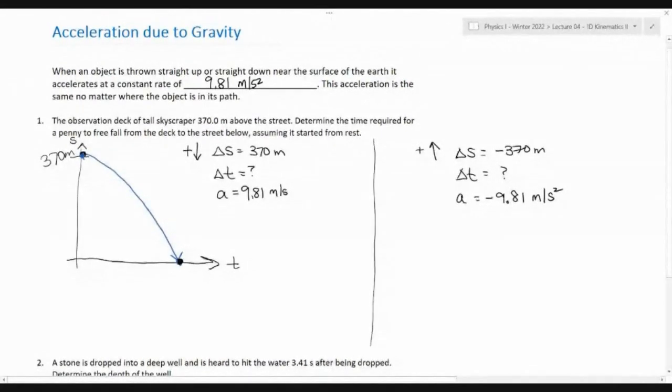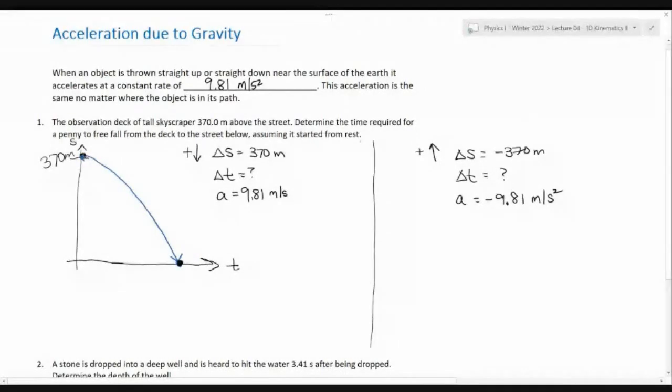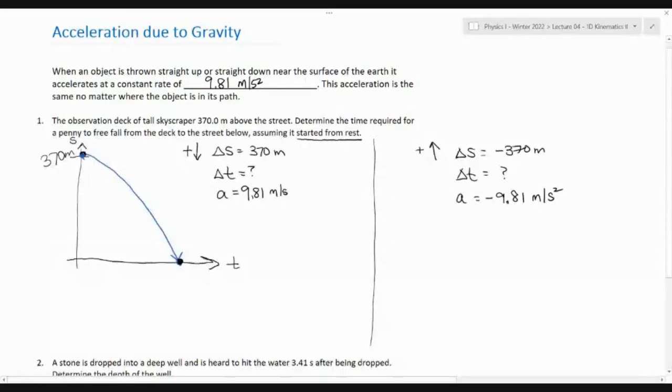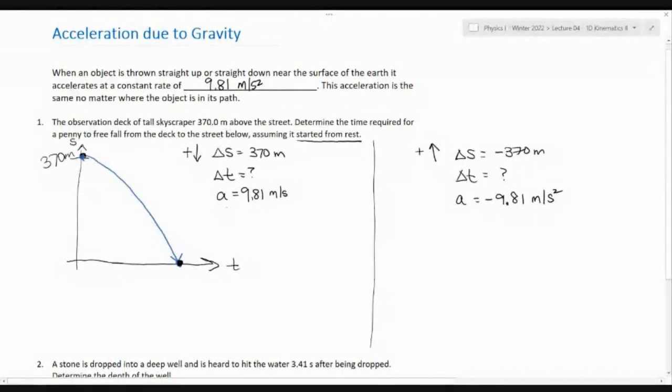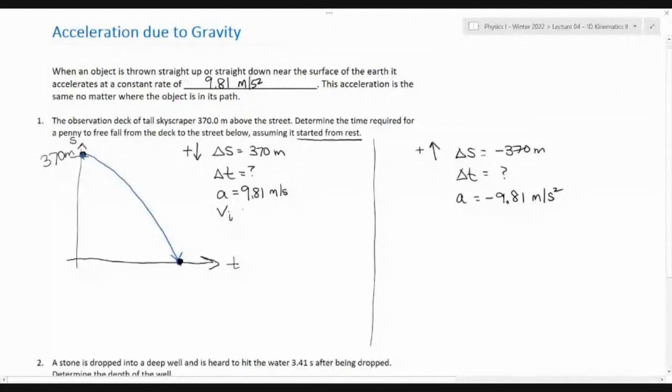Assuming it started from rest, what does that tell us about the question? Our initial velocity, good, is 0. Does it matter whether up is positive or down is positive? No difference, because positive 0, negative 0, it's just 0. Good.